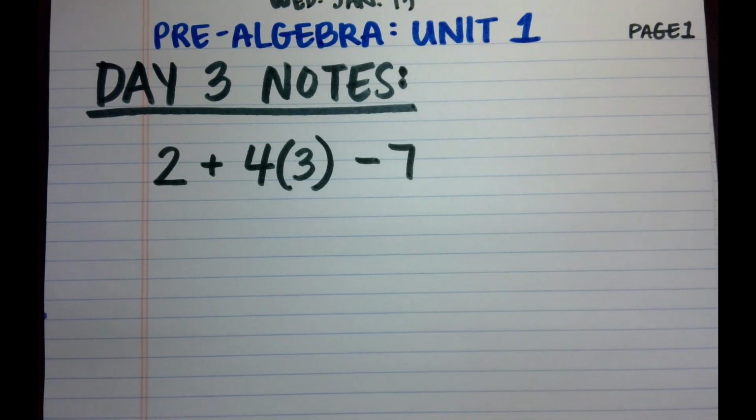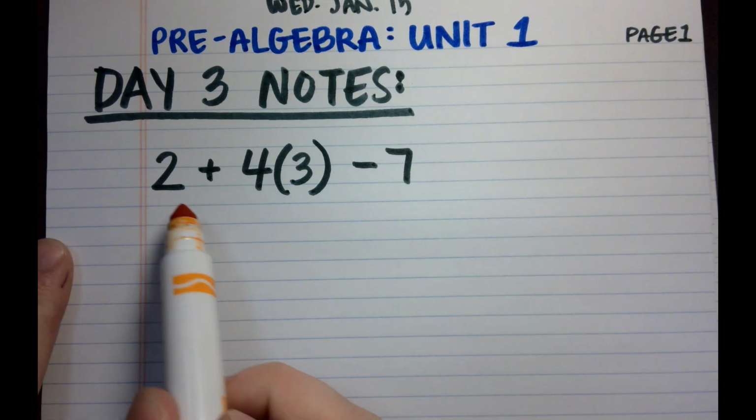So an operation is something you can do to a number. Add, subtract, multiply, divide. Any of those things is an operation. Now, what you ladies are referring to is the order that you have to do operations in. That's the order of operations.